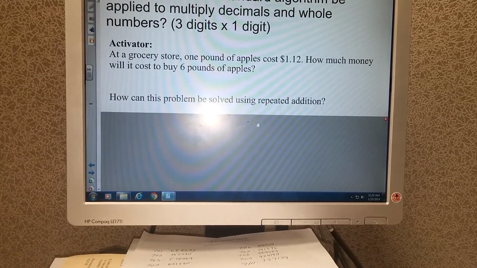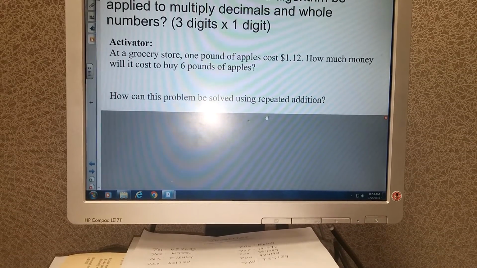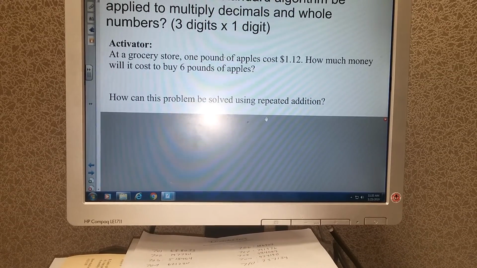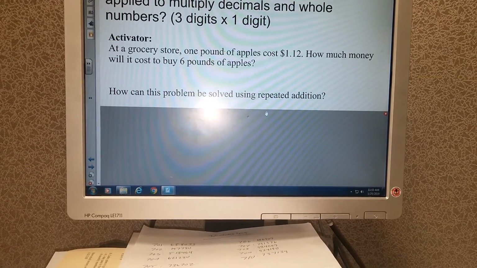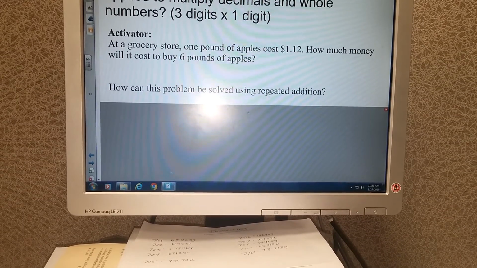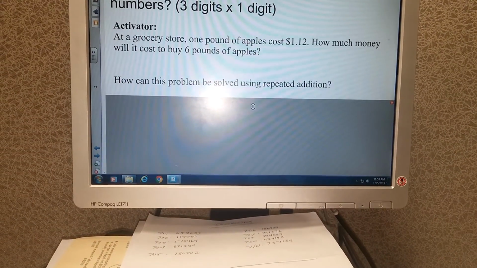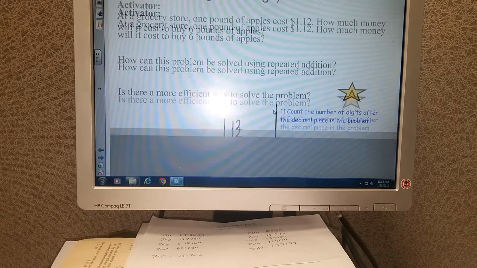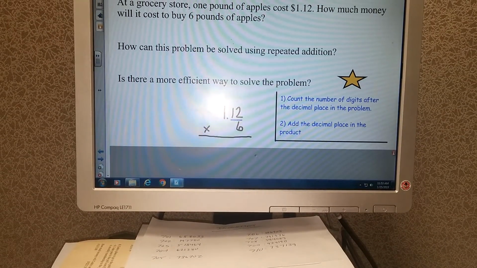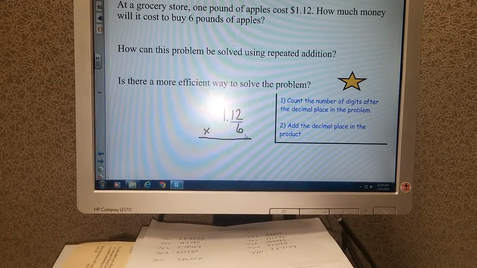Okay, one way that you can solve this is by adding $1.12 six times. That even took a long time for me to say. That's not the most efficient way to solve this problem, although it will work. There's a much quicker way to do it. And if you're thinking that multiplication is another way to do repeated addition, you're right. So what we could do to solve this problem is $1.12 times 6. So the cost per pound of apples times 6 pounds of apples.